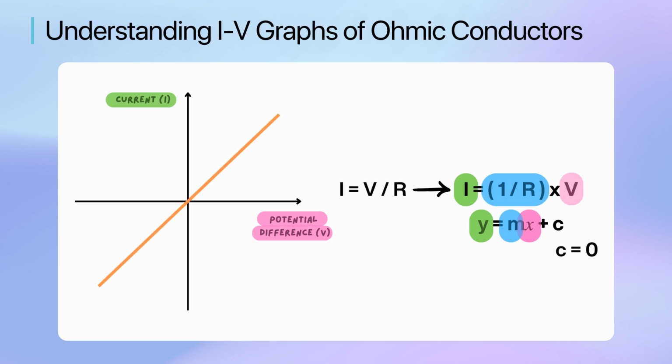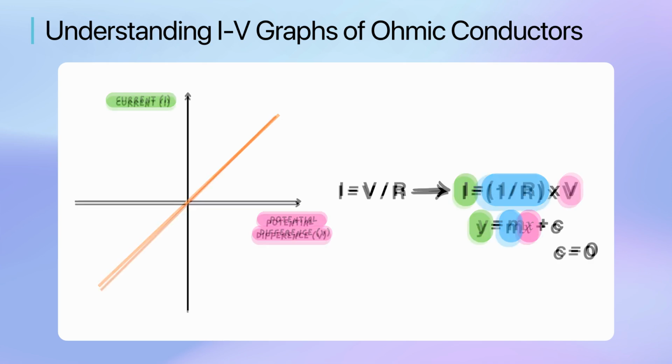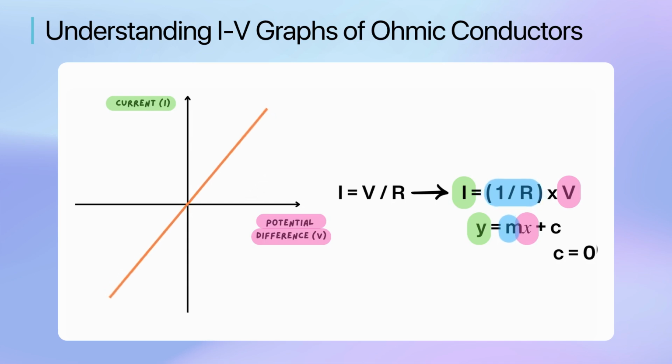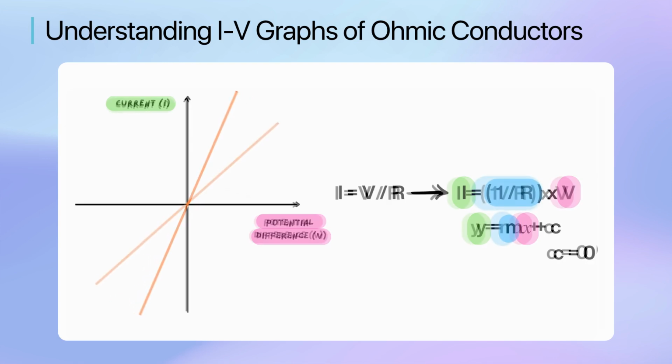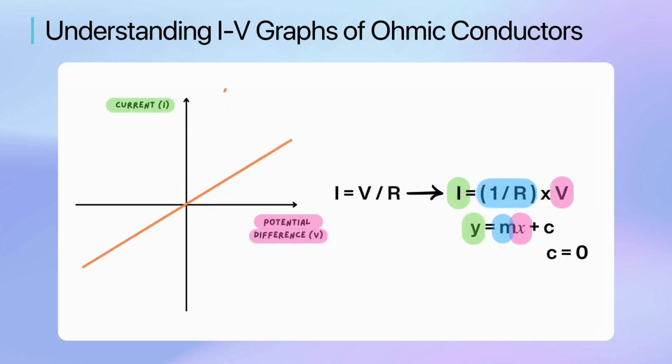The line's slope, 1 divided by R, will be constant and will determine how steep or flat the line is. For example, a smaller resistance results in a steeper gradient, indicating that even a small voltage will produce a relatively large current. On the other hand, a larger resistance results in a flatter gradient, showing that a larger voltage is required to produce the same current.